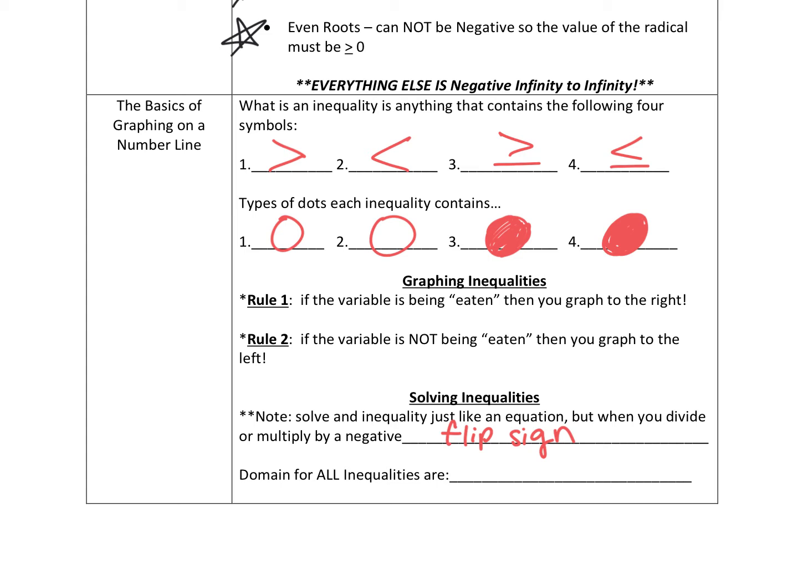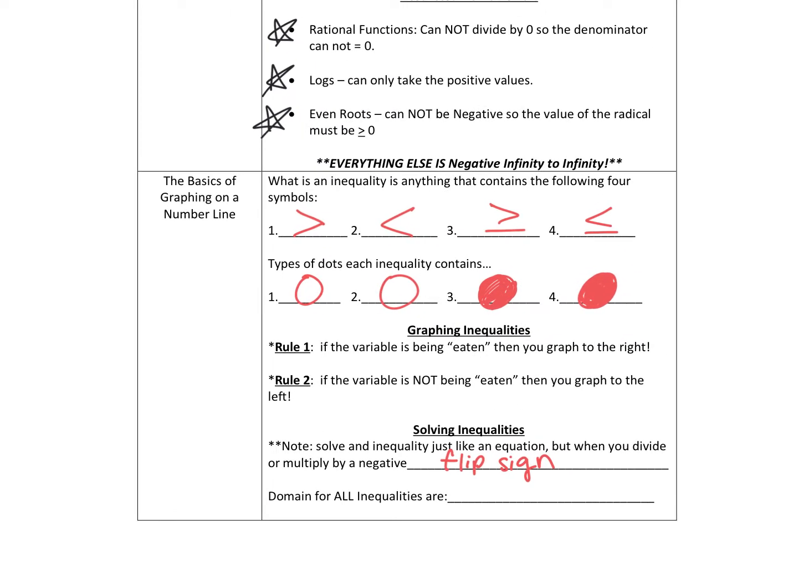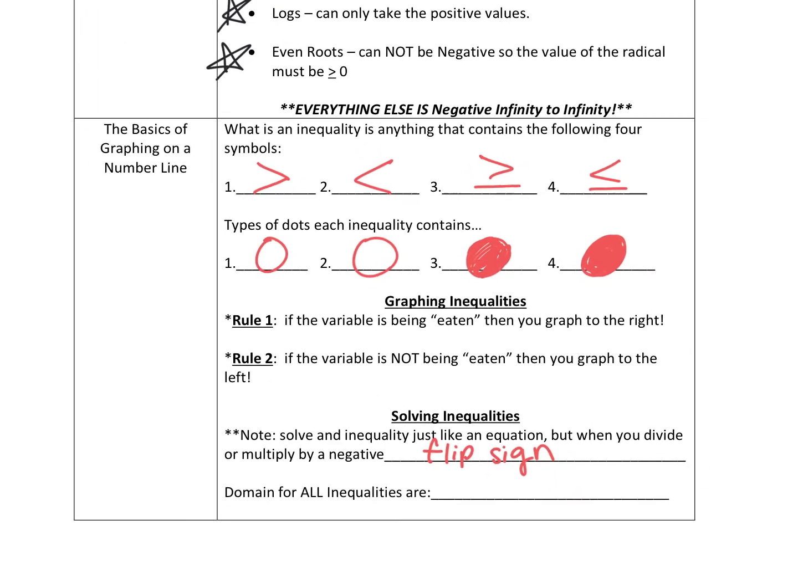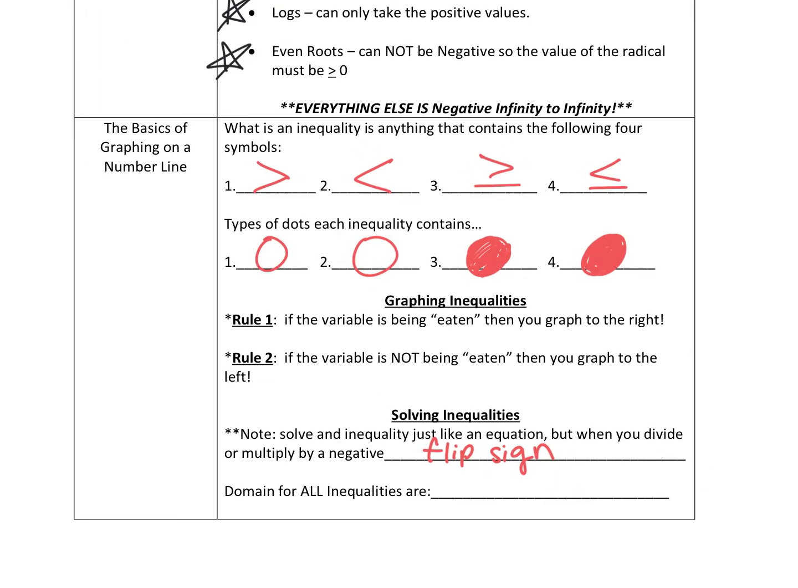Domain for all inequalities. What do we think that is? Are inequalities ever going to be rationals, logs, or square roots? Nope, not the kind we're dealing with today. So what's the domain going to be? Negative infinity, positive infinity. Cool. Everybody got that?